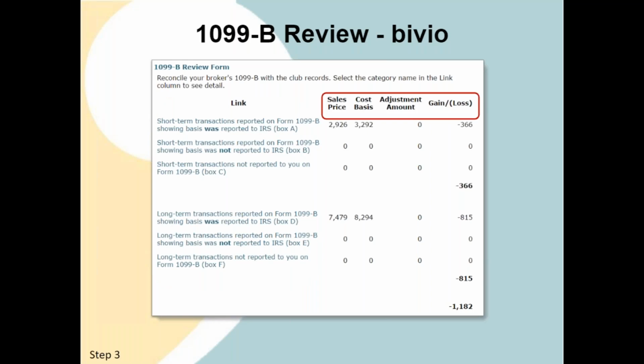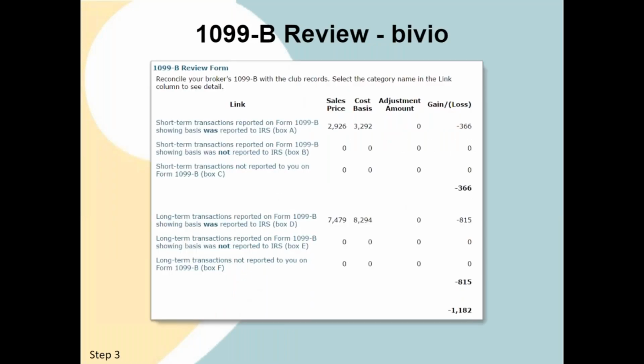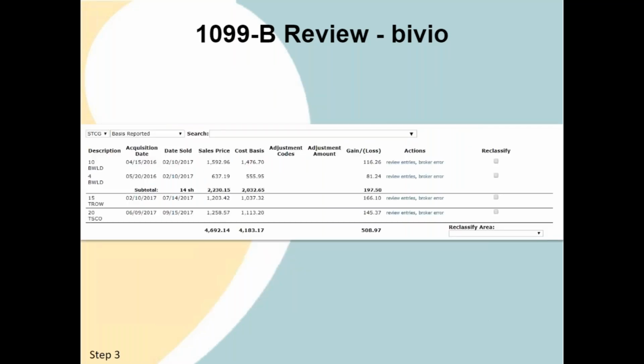The first thing you want to do is look at the subtotals for each column in a particular category. They should agree with the subtotals shown on your 1099 for the same category. If they don't, each row label on the 1099-B review report is a link that will take you to the detail of what is being included in the category. For example, if I click on the first link, I get to the detail of the short-term capital gains Section A category. Basis is reported to the IRS.